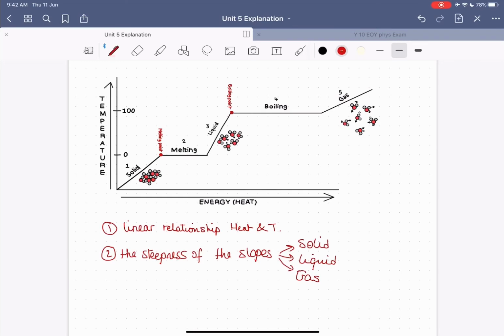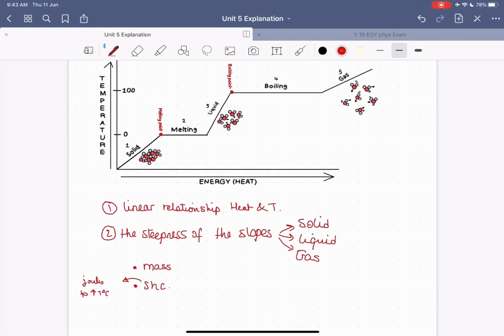Okay, so the steepness of the slope depends on two things actually. It depends on the mass, so how much mass we're dealing with, and it depends on the specific heat capacity. So we already know what specific heat capacity is. Specific heat capacity is how much energy in joules is needed for the system to increase the temperature of 1 kilogram by 1 degree.